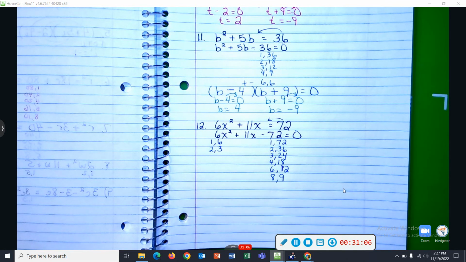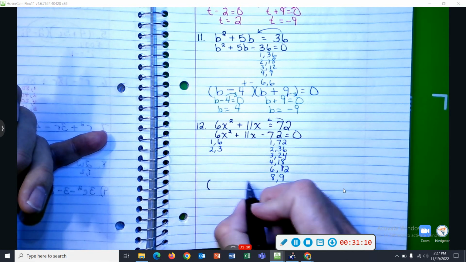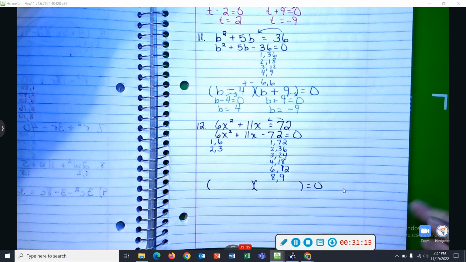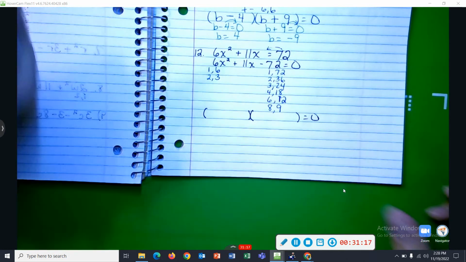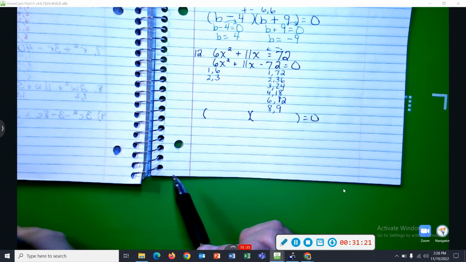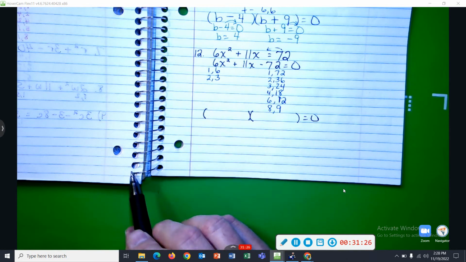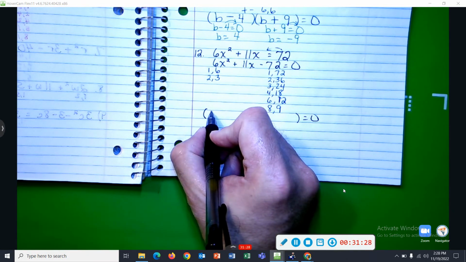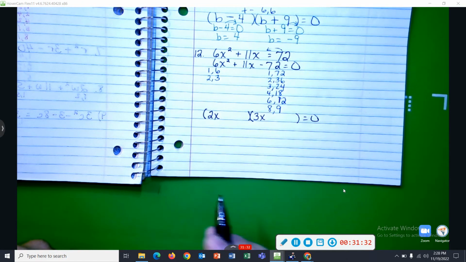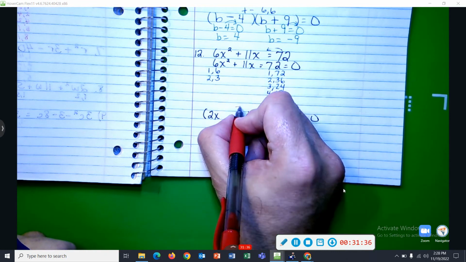So let's draw our 2 sets of parentheses. I think I'll start with the 2 and the 3. I don't see anything really obvious right off. I'll just say 2x and 3x. That's what I'm trying. Second sign is minus, so there's going to be a plus and a minus.